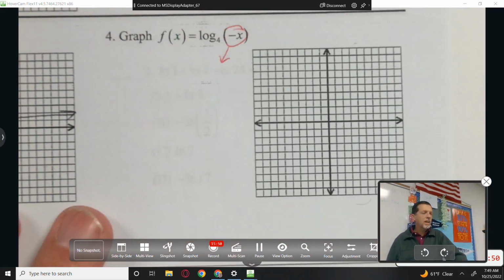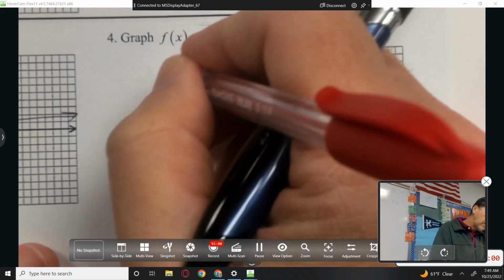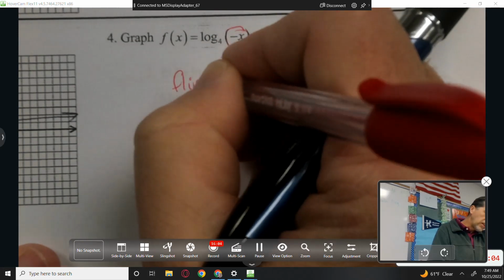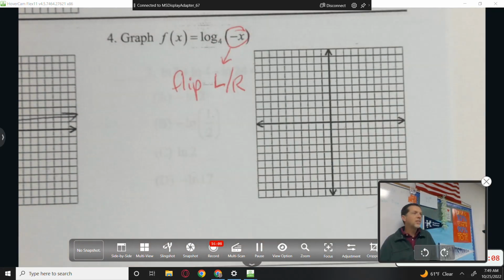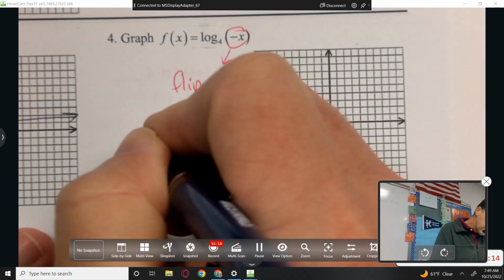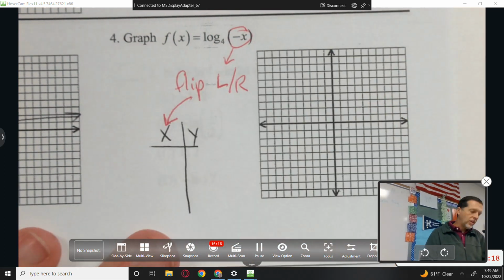How about a negative x on number 4? What does that do? What's that? Flip it. Now, does it flip it left and right, or does it flip it up and down? And how do you know it flips it left and right? Because it's on the x. If it's messing with the x, it's going to mess with the left and right stuff. So that means we need to flip our x values.